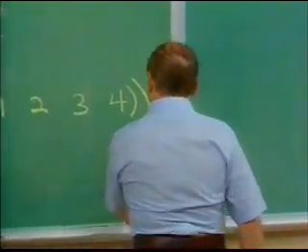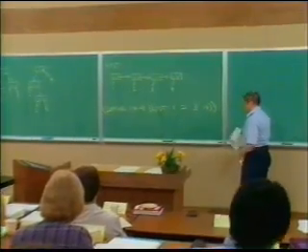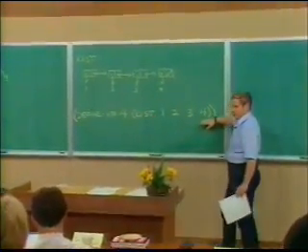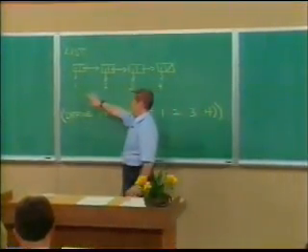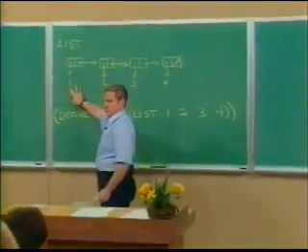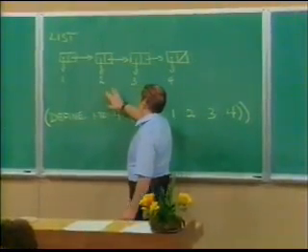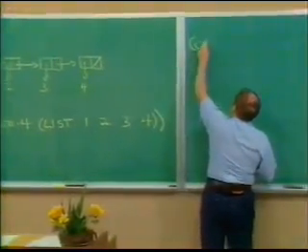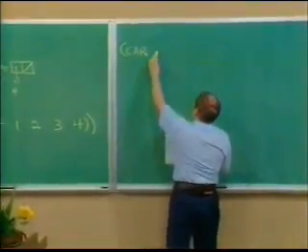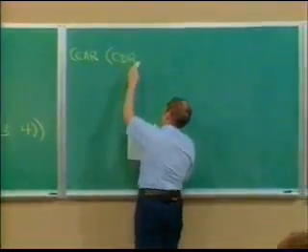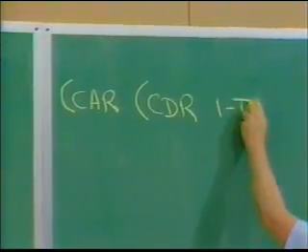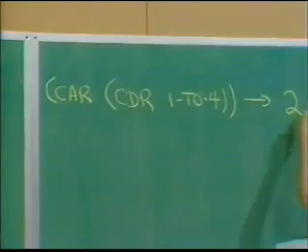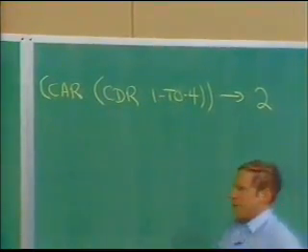Okay, well notice some of the consequences of using this convention. First of all, if I have this list, 1, 2, 3, and 4, the car of the whole thing is the first element in the list. Right? How do I get 2? Well, 2 would be the car of the cooter of this thing, 1 to 4. That would be 2.